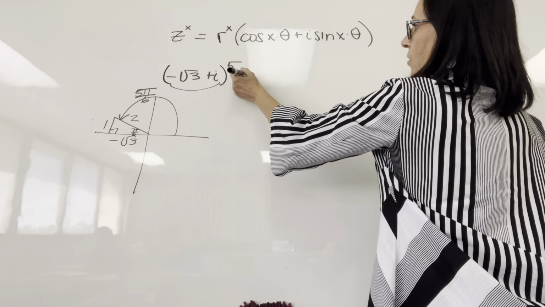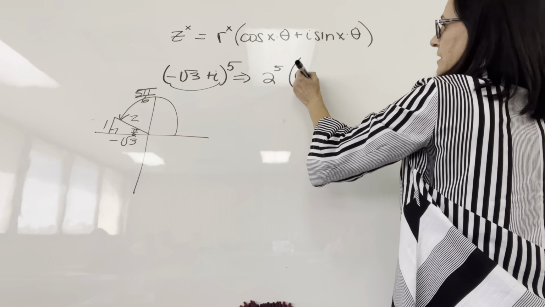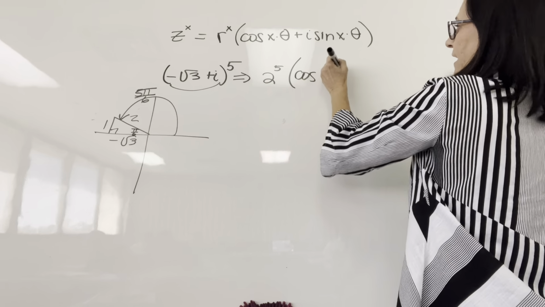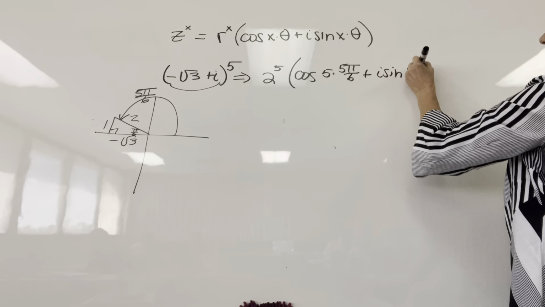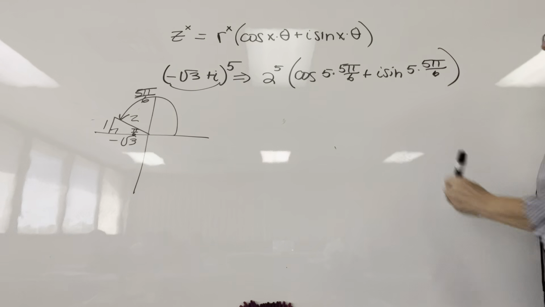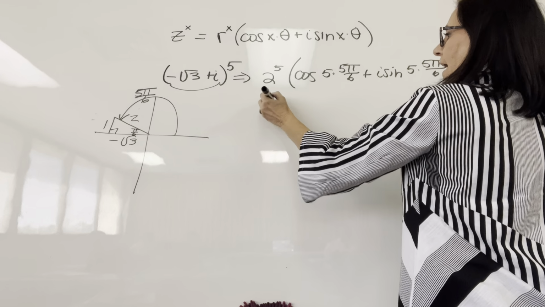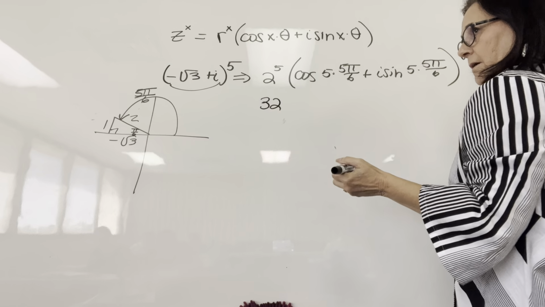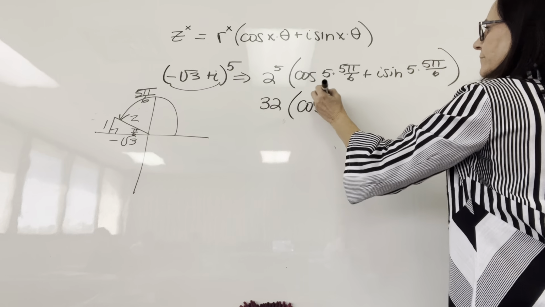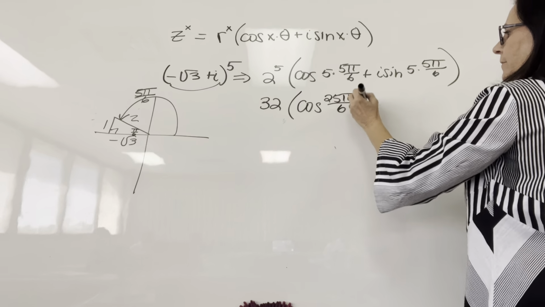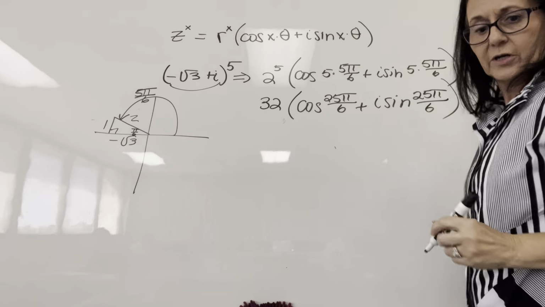All right, so this is going to equal 2 to the 5th power times cosine 5 times 5 pi over 6 plus i sine 5 times 5 pi over 6. 2 to the 5th, I think that's 32, because 2 to the 4th is 16. So this is 32 times cosine 25 pi over 6 plus i sine 25 pi over 6.